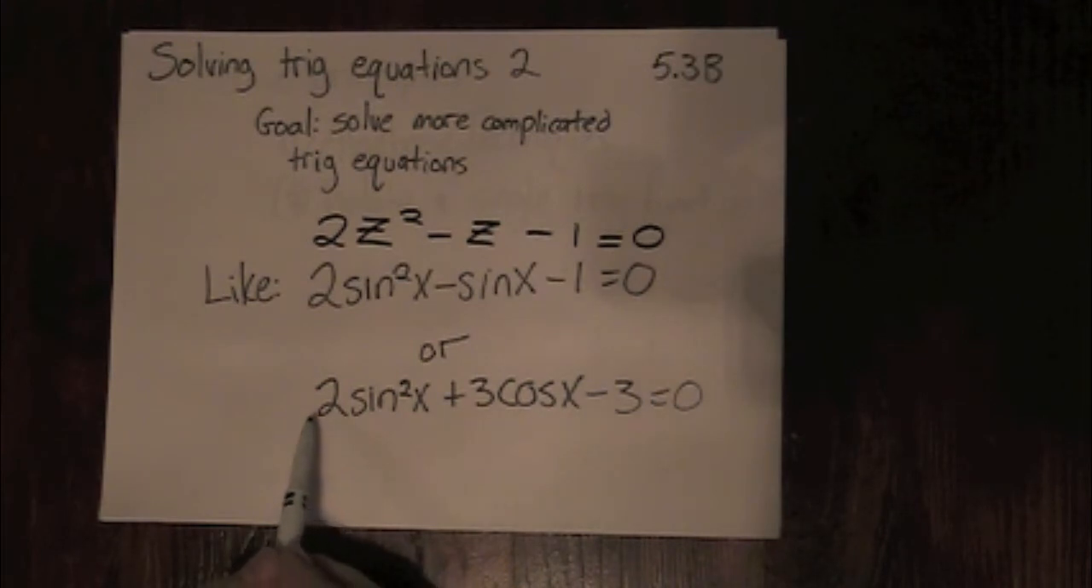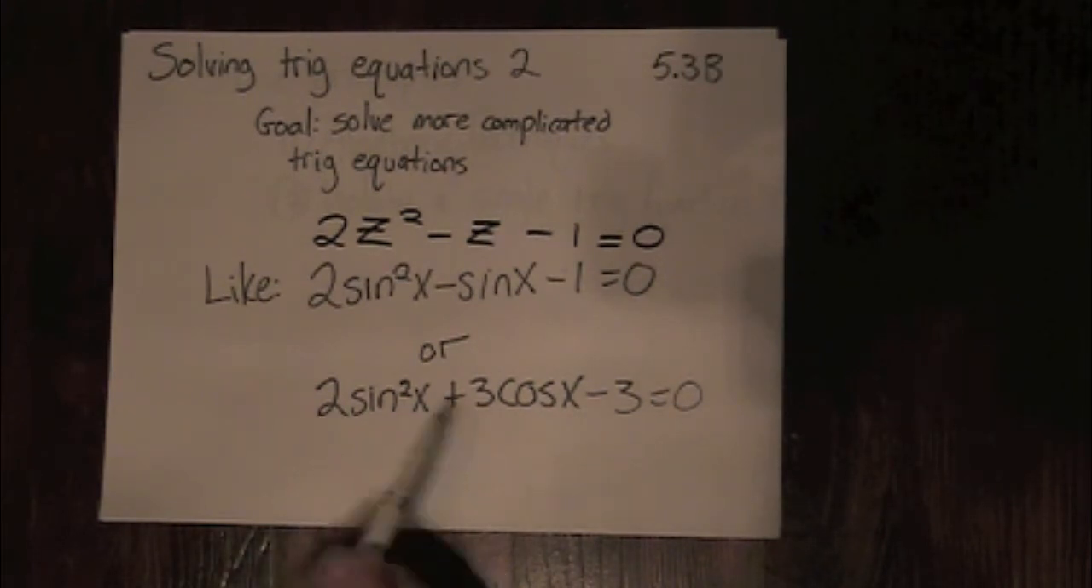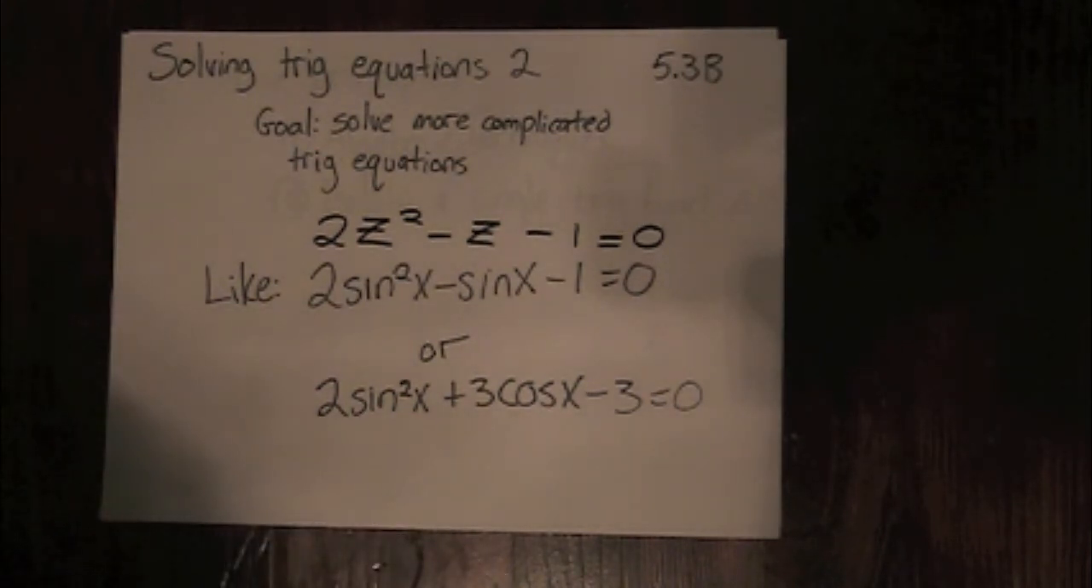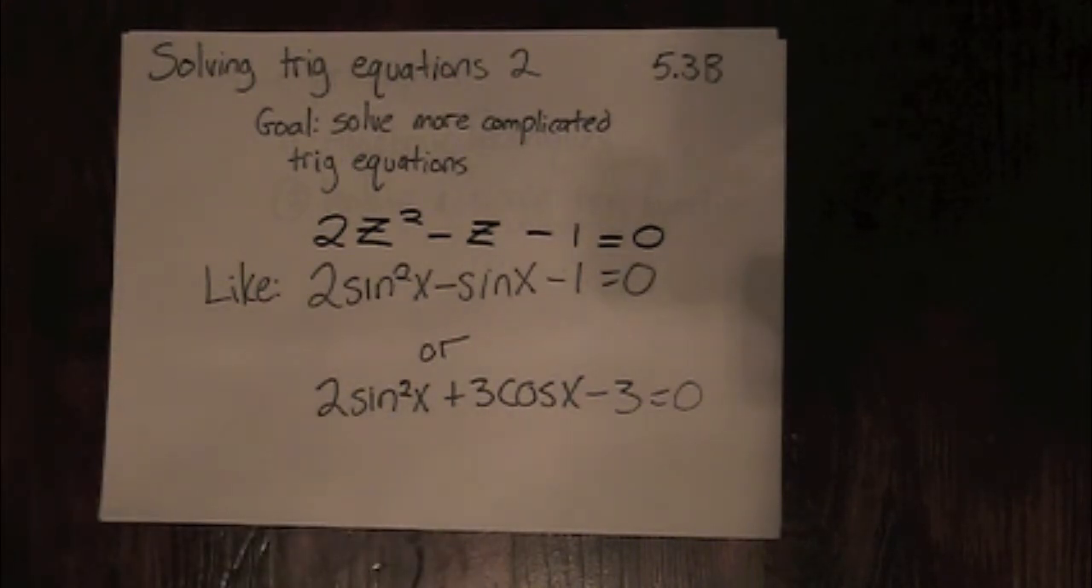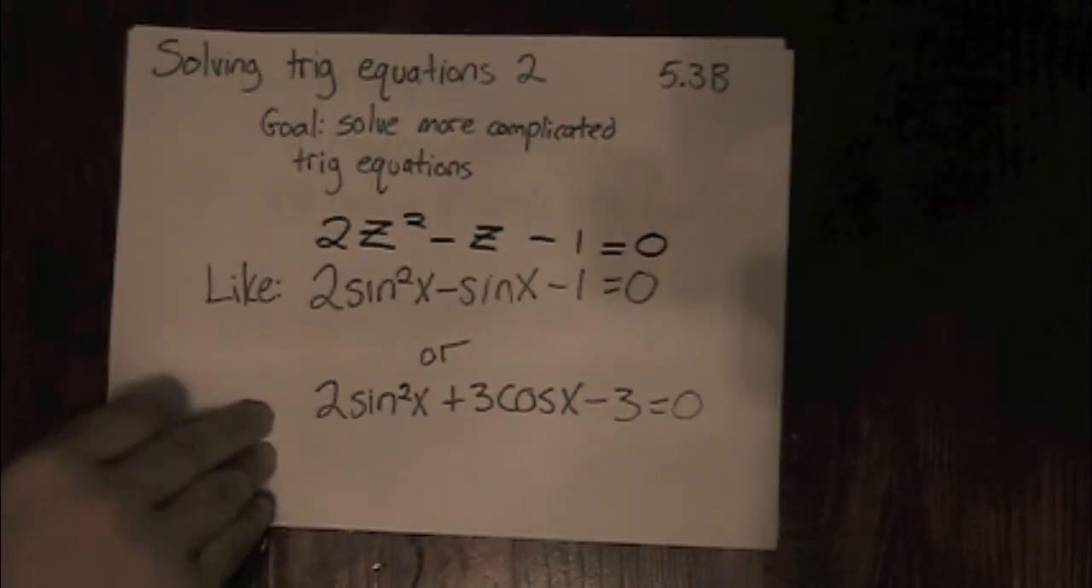The second one would be 2 sine squared of x plus 3 cosine of x minus 3 equals 0. Here we have two different trig functions. We're probably going to end up converting them using some identities into the same function.